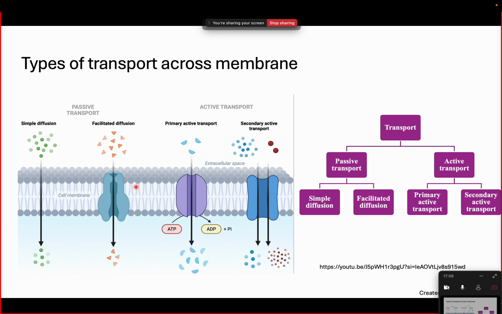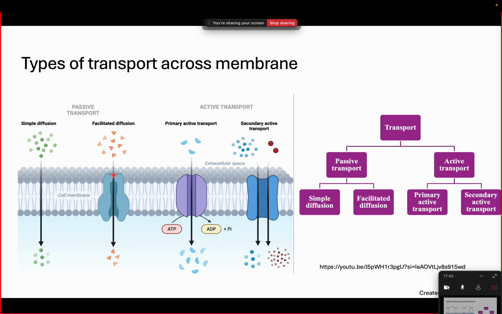In simple diffusion, as you can see in the representation itself, the small molecules will directly transfer across the membrane without the assistance of any protein and energy, right? So the example will be of gaseous substrates, correct? Now if we talk about facilitated diffusion, though the transportation is along the concentration gradient, it requires the assistance of protein, so it is called facilitated diffusion.